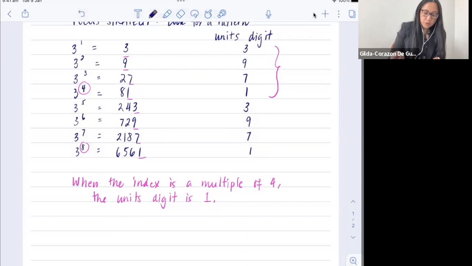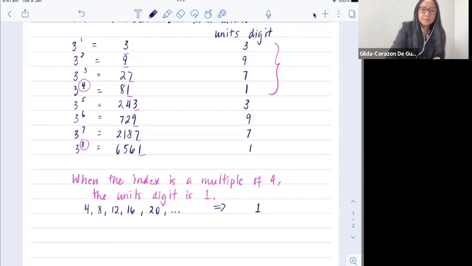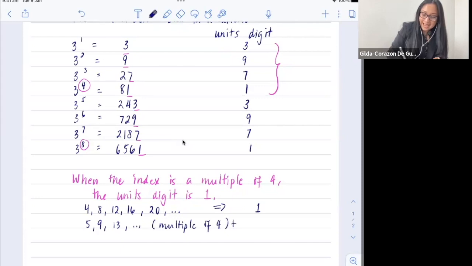So if you say multiples of 4, you could probably say multiples of 4 if the index is 4, 8, 12, 16, 20, etc., then the units digit would be 1, right? And if you have 5, 9, 13, right, etc., or you could probably say it's a multiple of 4, but add 1, then your units digit would be what?